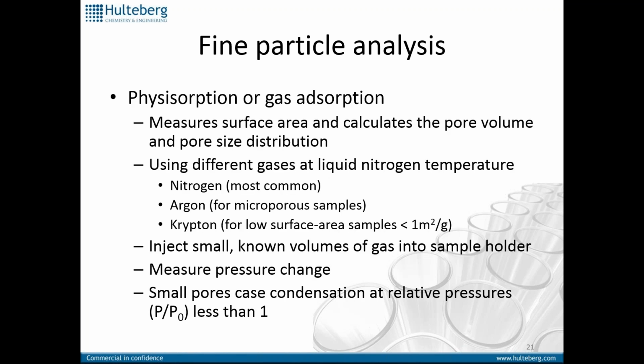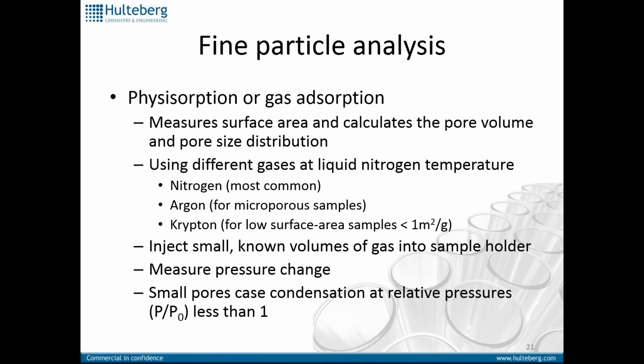Physisorption is also used for measuring surface area as well as pore volume and pore size distribution of different materials. Here we work in a smaller size range, 2 to 50 nanometer pores, and we use different gases at different temperatures. Usually we use nitrogen as the probe gas, and we do the analysis at liquid nitrogen temperature. So nitrogen is the most common probe. Argon is used for microporous samples.